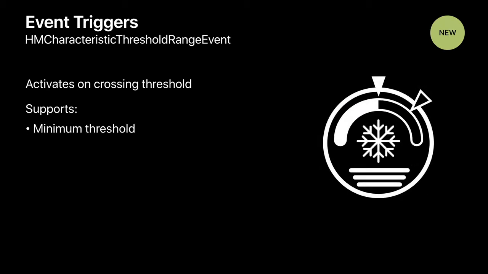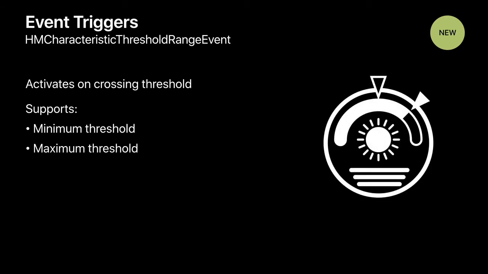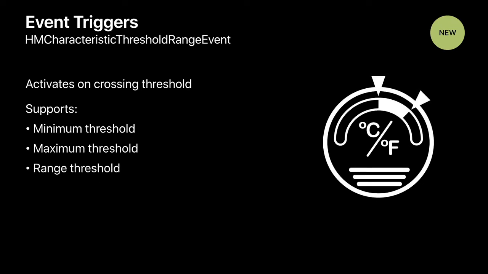In iOS 11, we've also added support for creating an event which executes when a characteristic value crosses a threshold value. Now, for example, we could execute when the temperature rises above 76 degrees in our home. We could also execute when the temperature drops below 68 degrees in our home. And finally, we could execute when the temperature is between 68 and, say, 76 degrees in our home.